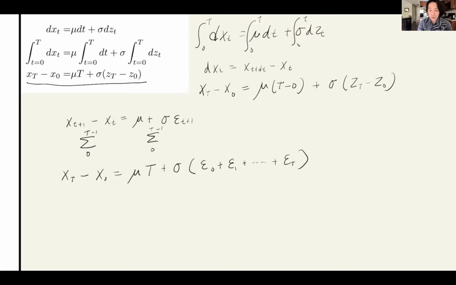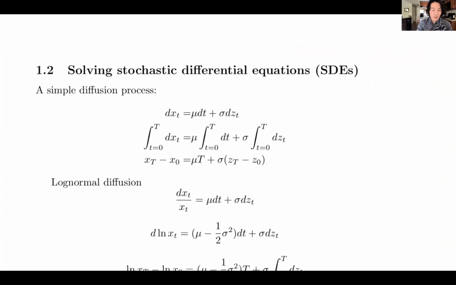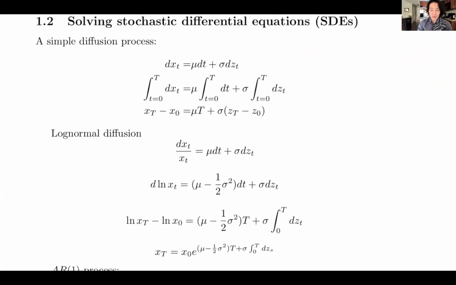And this is simply the Brownian motion, because Brownian motion is a random walk. This is a random walk. So in a sense, solving a stochastic differential equation is similar to adding up all the differences in a given equation. Okay, so this is the simplest case that is possible.